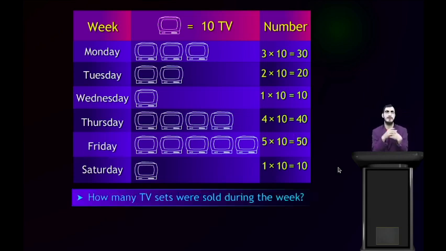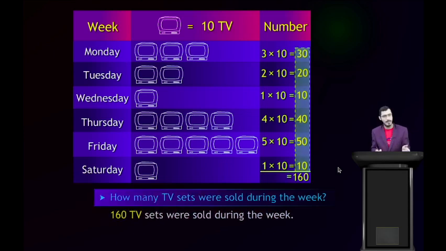Now students, we have one another question. How many TV sets were sold during the week? Can you tell me? We can add all the numbers: 30 plus 20 plus 10 plus 40 plus 50 plus 10. So we get 160 here. So 160 TV sets were sold during the week.